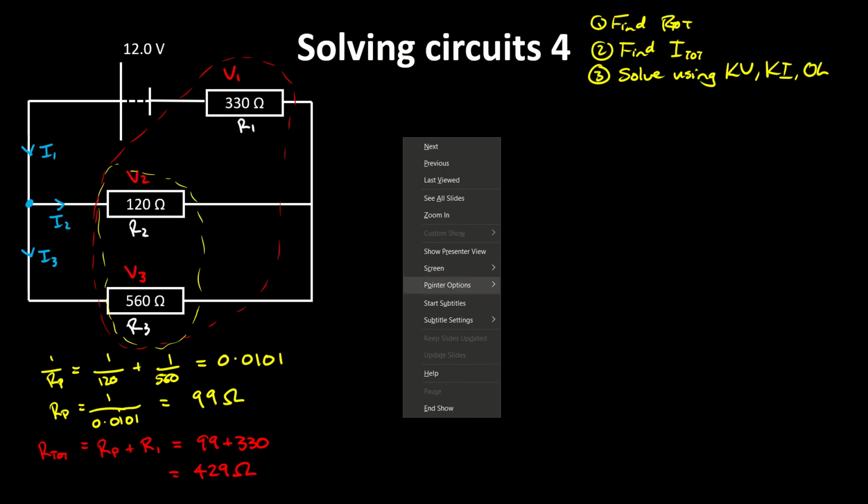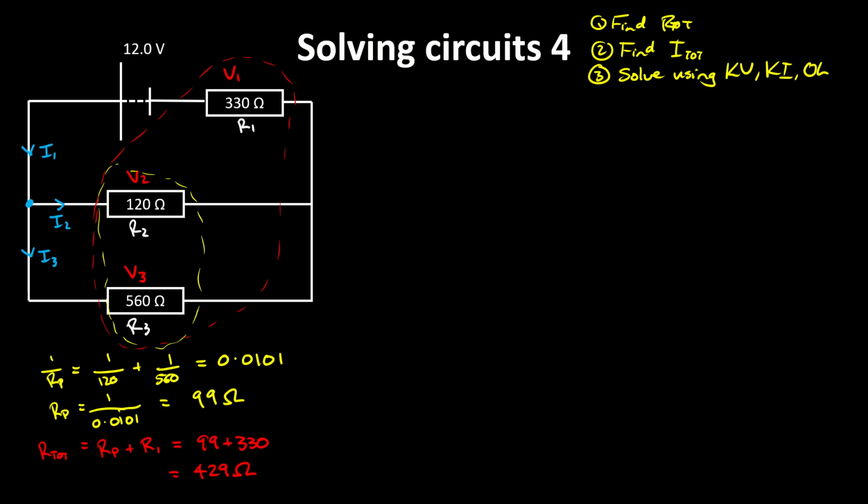The next bit we need to do is find the total current. Current is now blue, so we do this the same way as always: total voltage divided by the total resistance. So total voltage, 12 volts. It's not always 12 volts. I've used the same numbers in all these examples. Maybe I should have used some different ones, but we're there now. Divided by 429, the total resistance in this case, is 0.028 amps, or 28 milliamps.